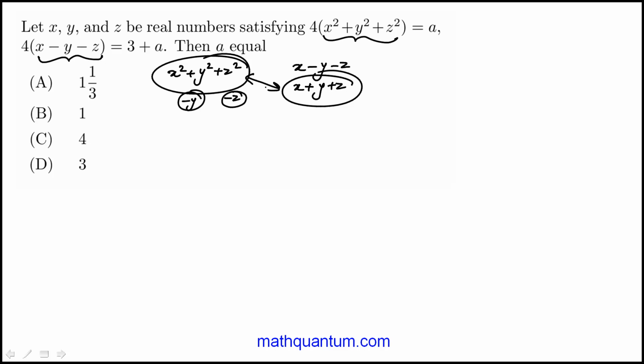So where have we seen these pieces? Well, if we look at this square, we know that we'll get x squared plus y squared plus z squared, and then 2xy, 2yz, 2zx. Okay, so that's one relationship we know.